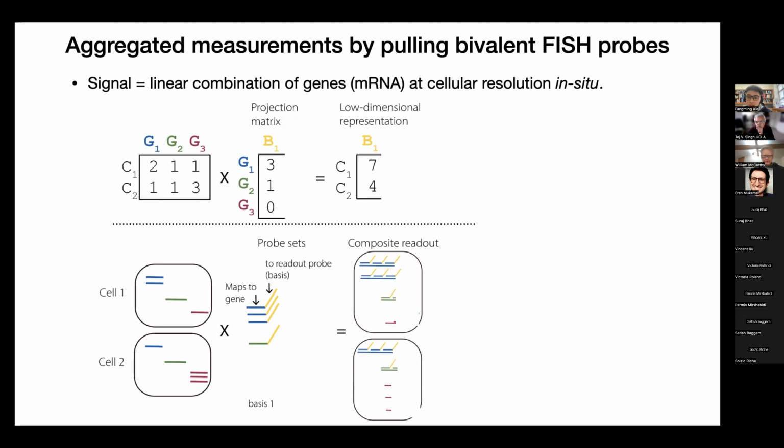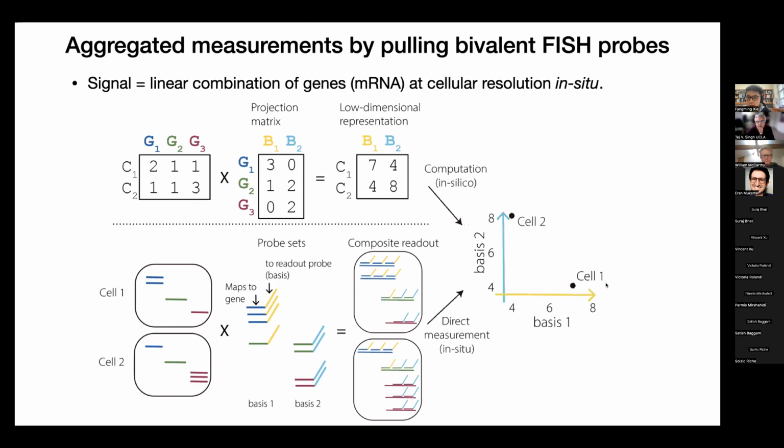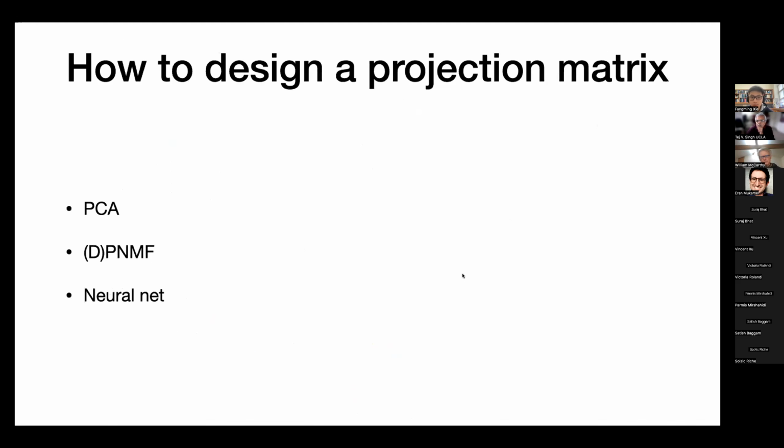We can design different projection matrix vectors. For example, in this case, no weight is assigned to gene one, but two and two are assigned to genes two and three. Now we can read off a different signal, a different low dimensional structure, from the cells. So by either this computational operation or by this direct measurement, we can hopefully capture this low dimensional gene expression space for individual cells. The key is to design a projection matrix and implement it by a bivalent probe set.